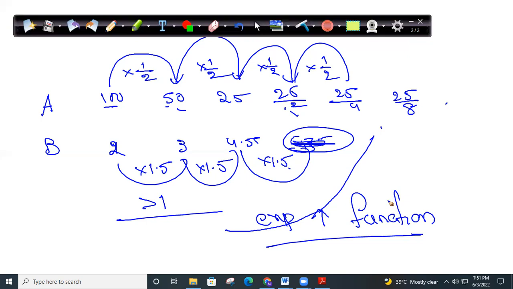So if you are multiplying with a number greater than 1, it is called an exponentially increasing function. If you are multiplying with a number less than 1, it is said to be an exponentially decreasing function. So there are two things that you need to remember here. Now, I hope everyone understands what exponentially increasing and decreasing functions are.